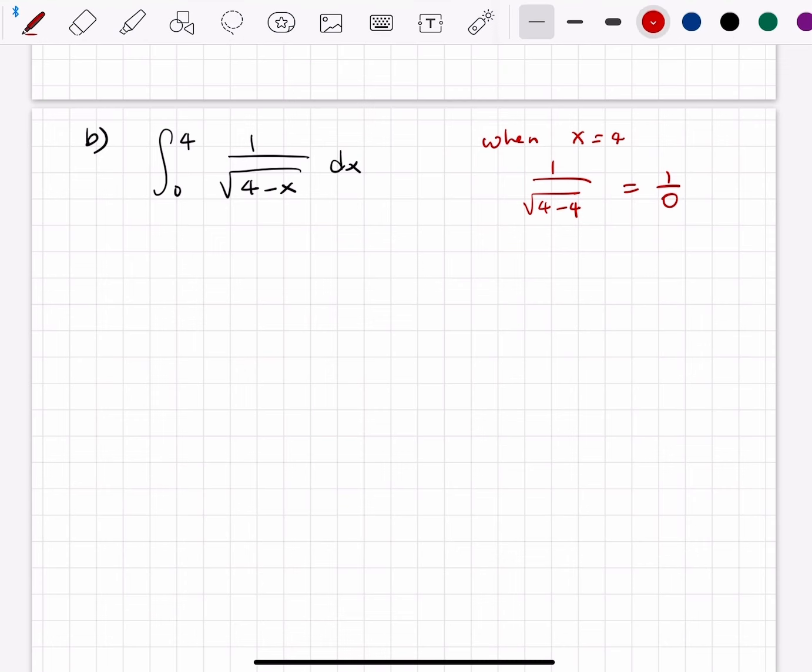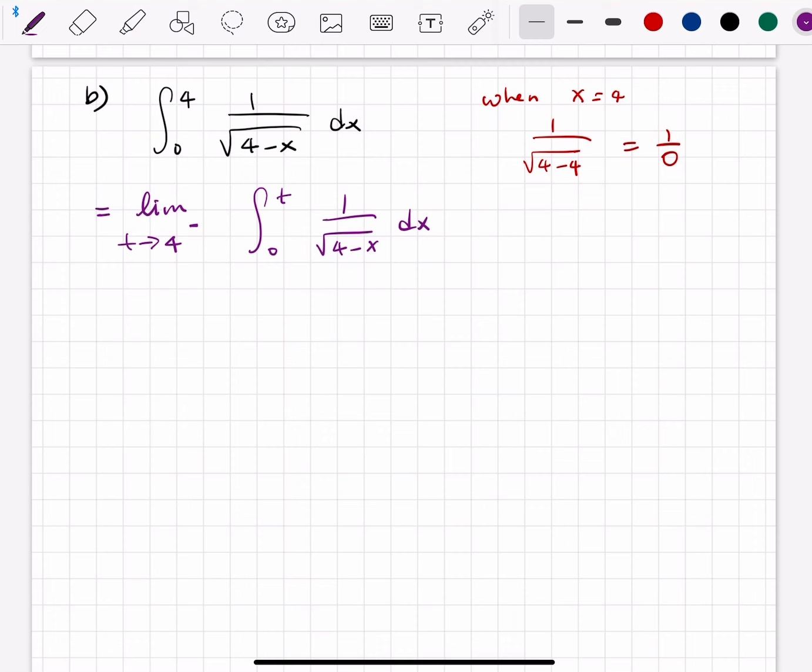So, this is still an improper integral, and we still need to take the limit. We're going to take the limit as t goes to 4 from the left-hand side, because we are going from 0 to 4. The integral from 0 to t of 1 over square root of 4 minus x dx. Then the antiderivative of 1 over square root of 4 minus x is going to be negative 2 square root of 4 minus x, and we're going to evaluate from 0 to t.